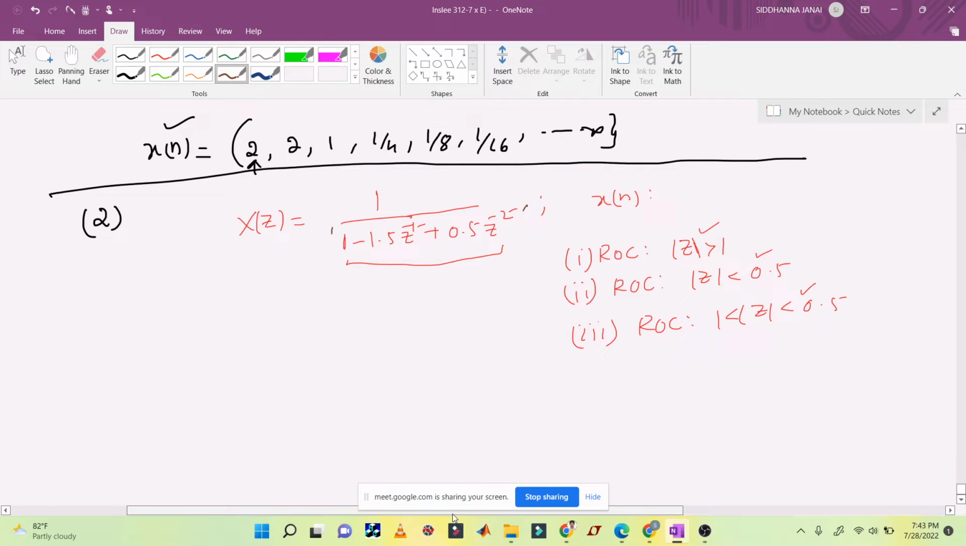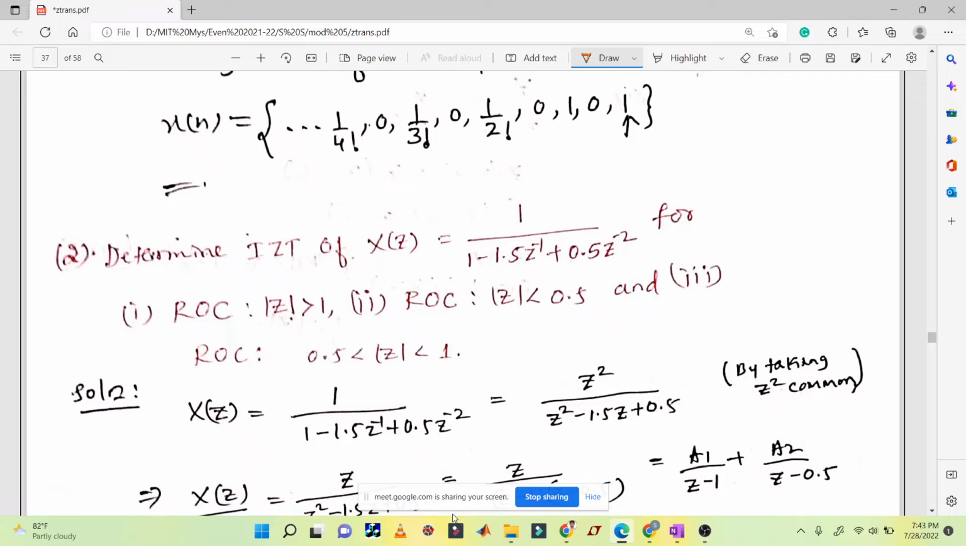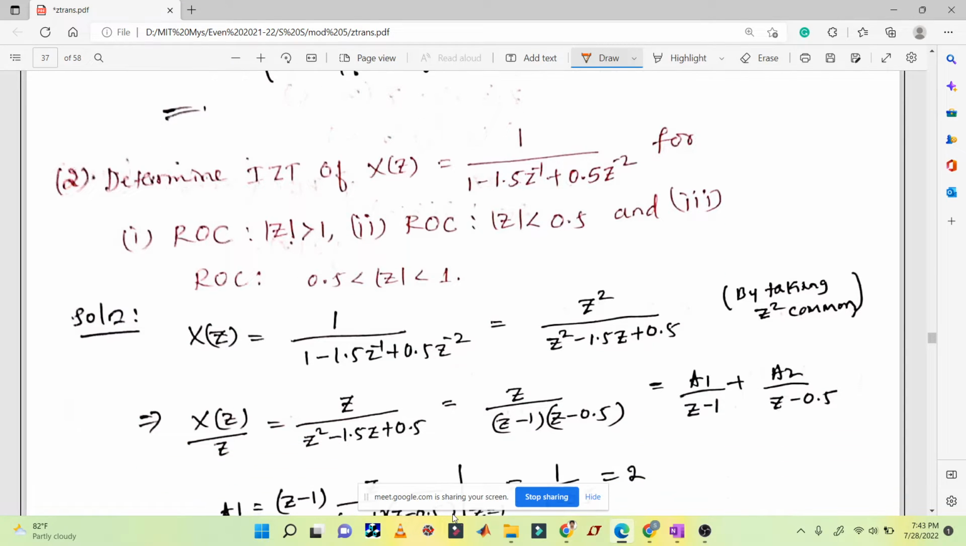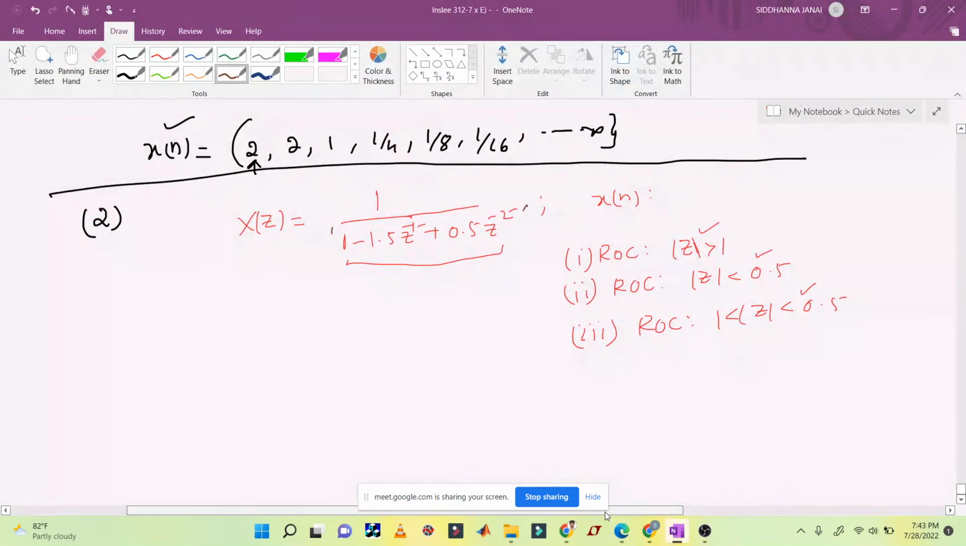So if you find out the roots, the root value will be, okay. Let me simplify. So we will follow same procedure. We can directly find out, but still with the notes I have given a simplified version. So what we have to do is we have to take z to the power minus 2 as a common. So if I take z to the power minus 2 as common, then what we get in the denominator is z square minus 1.5 z plus 0.5.